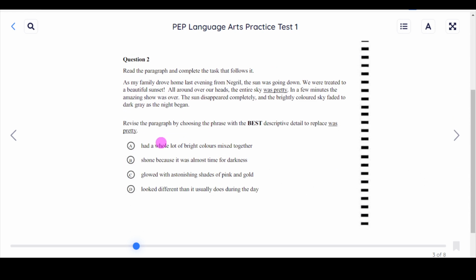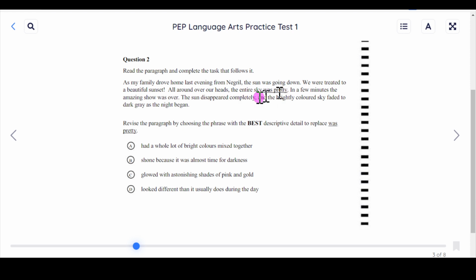All right. So question 2. So this is a reading, comprehension type thing. Let's go with this question 2. Read the paragraph and complete the task that follows it. As my family drove home last evening from Negril, the sun was going down. We were treated to a beautiful sunset. All around over our heads, the entire sky was pretty.